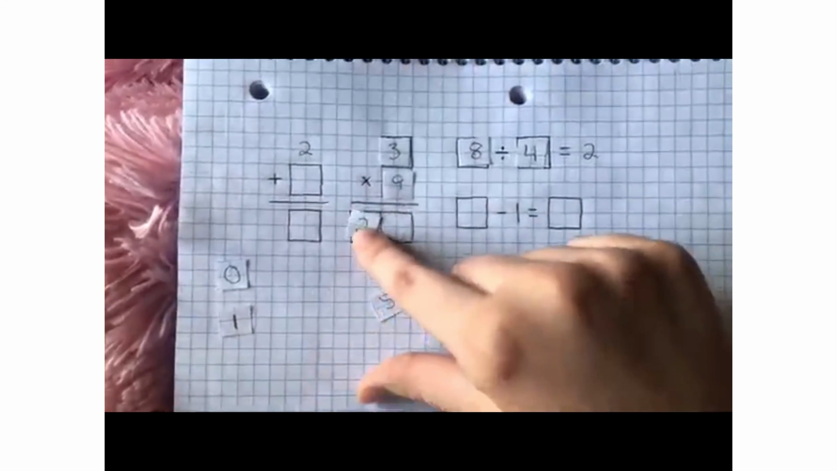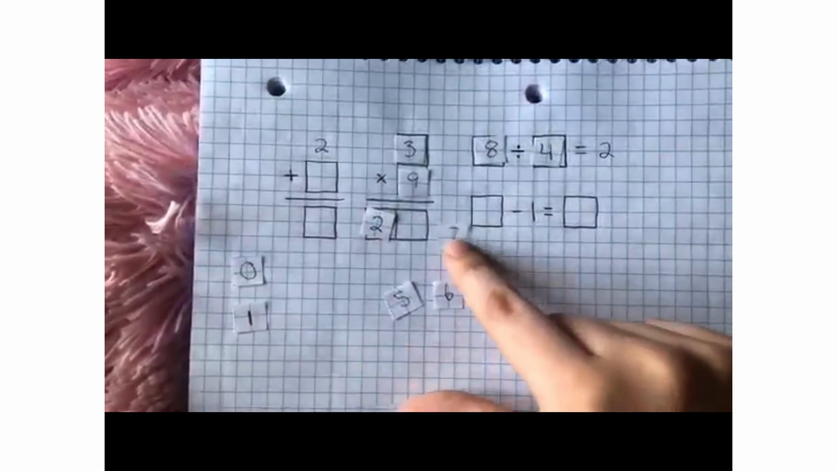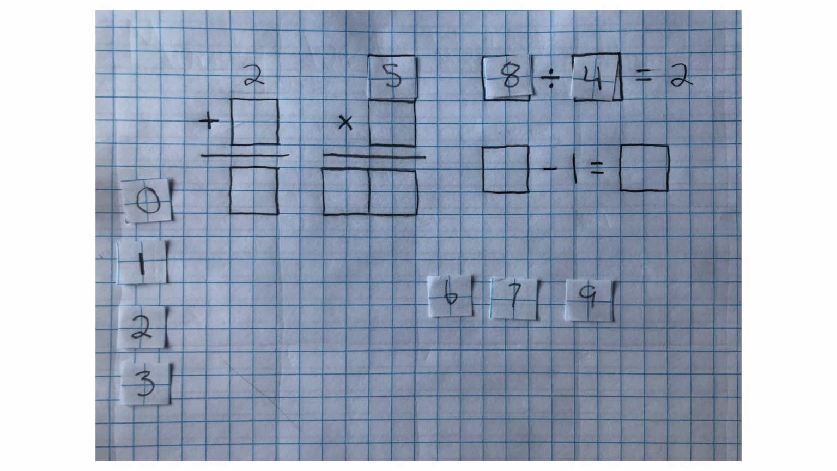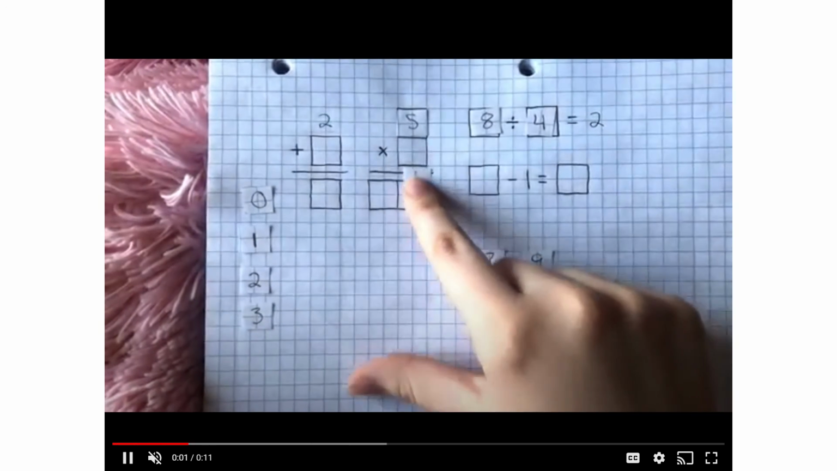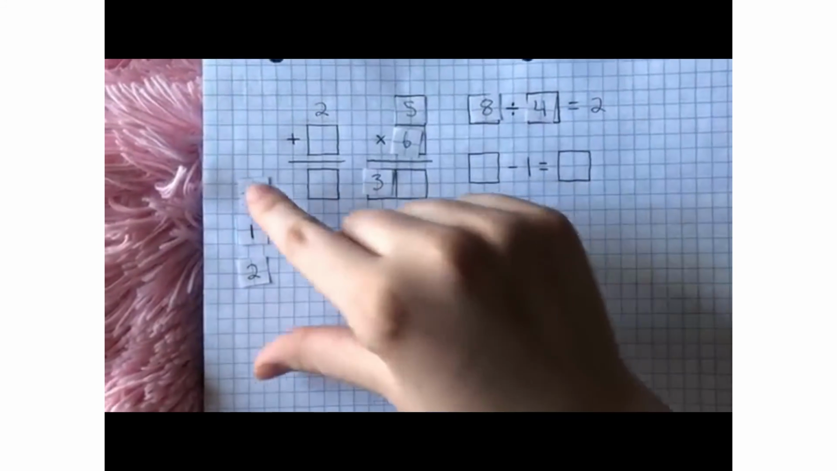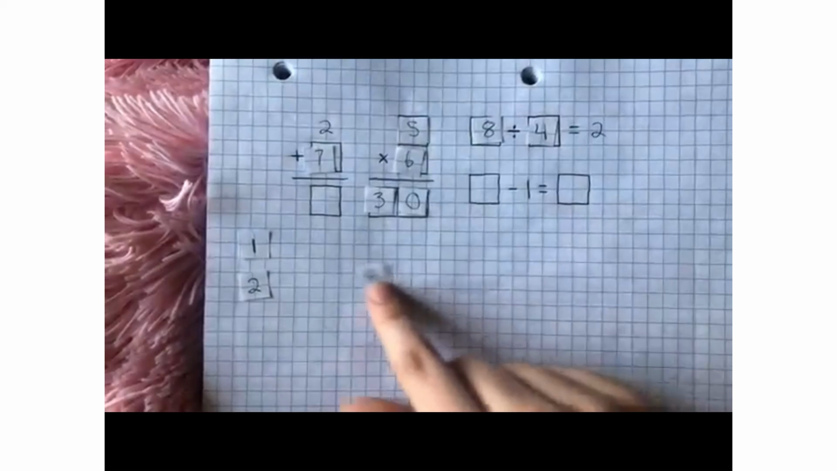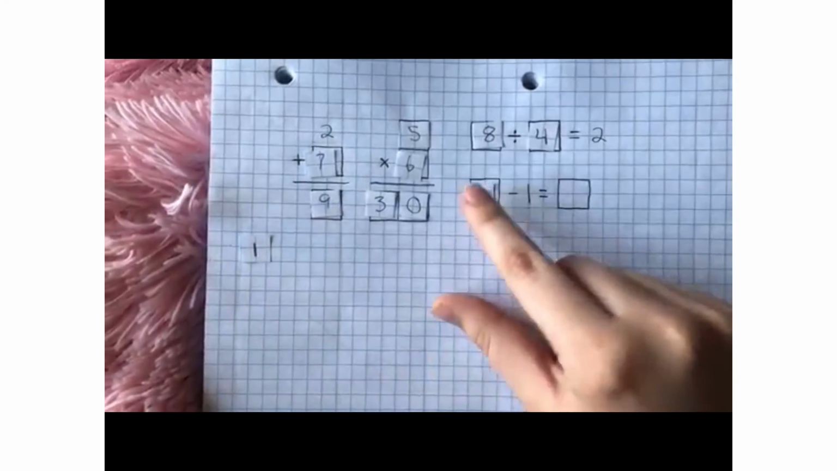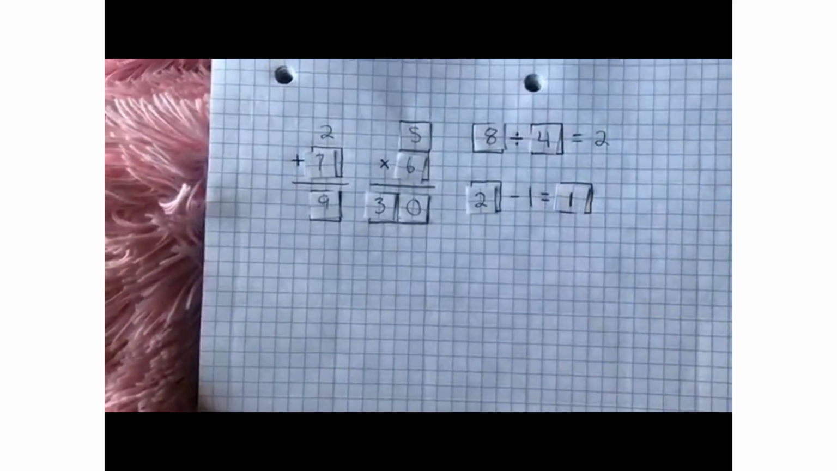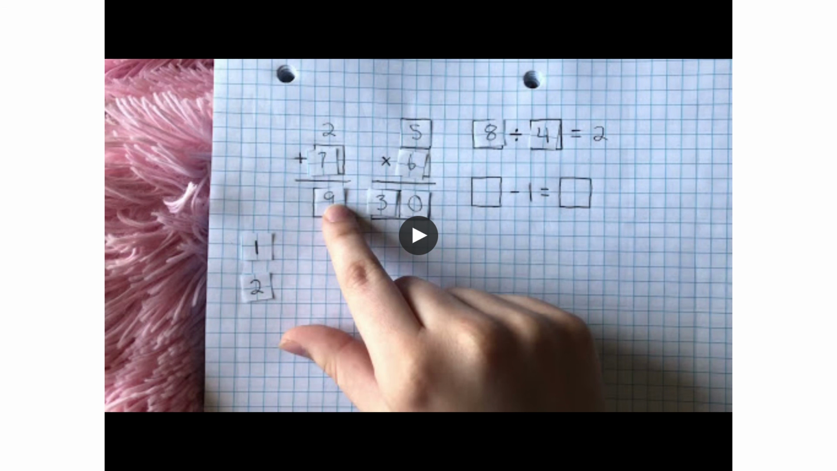so we're going to have to move on to 3 times 9 since 8 is being used, which is 27. We can put that in there, but none of the rest of the numbers work, so we're going to have to move on. Now we're going to move on to 5, and we'll start with 5 times 6. 5 times 6 is 30, and we can go ahead and put that in there. Then we could do 2 plus 7, which equals 9. And then 2 minus 1, which equals 1. And there you have it. We have found our second equations that work.